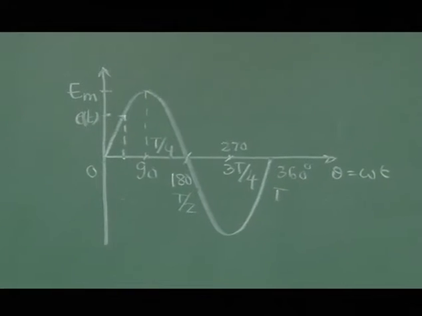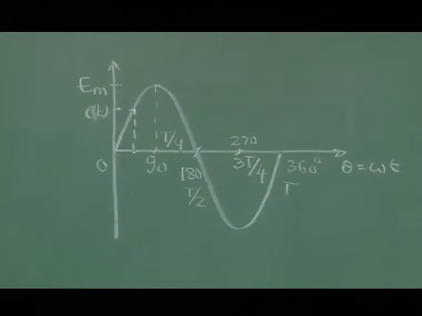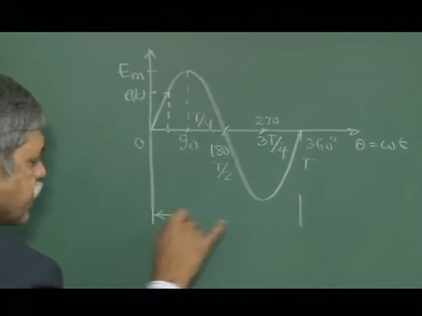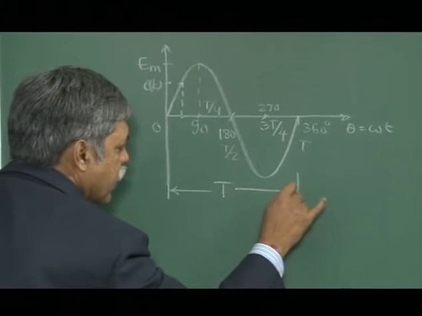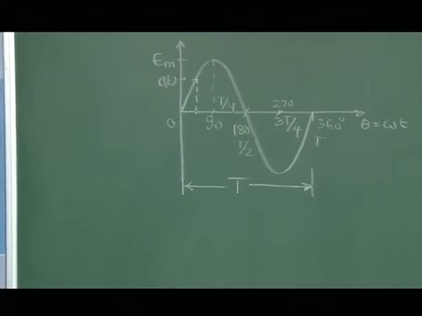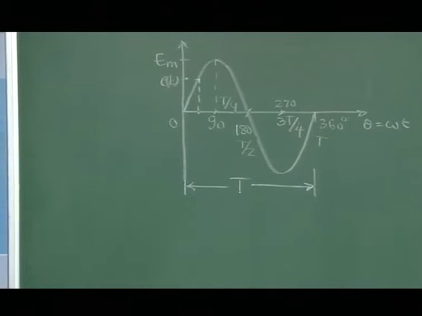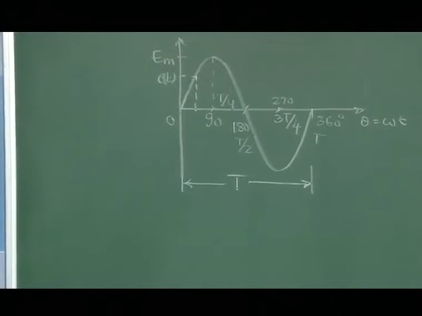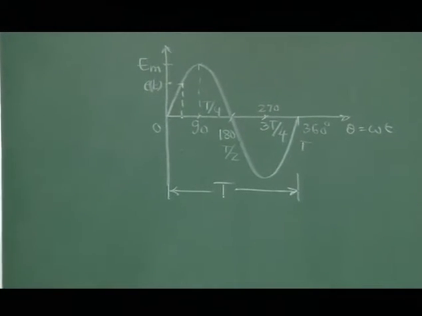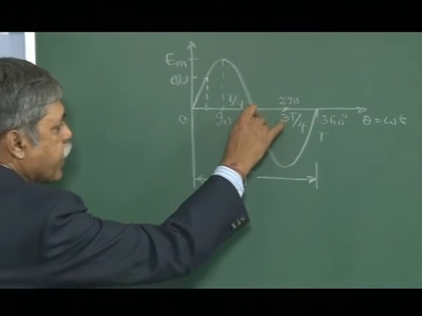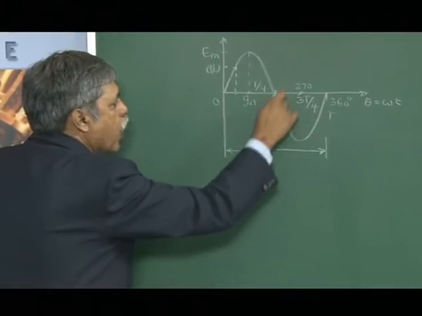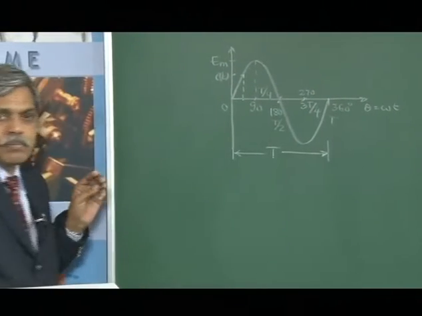The sine wave will take a time of capital T seconds to complete one cycle. What is that one cycle? Full rotation of the coil from 0 to 360 degrees, that is one cycle. It takes a time of capital T seconds. Within half cycle, that is within a time of T by 2 seconds, I will be getting the first half cycle, and in the remaining T by 2 I will be getting the second half cycle.